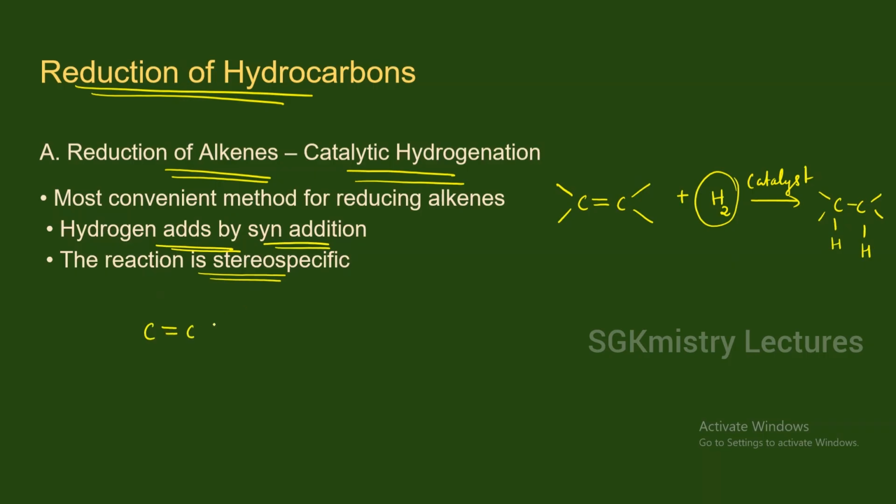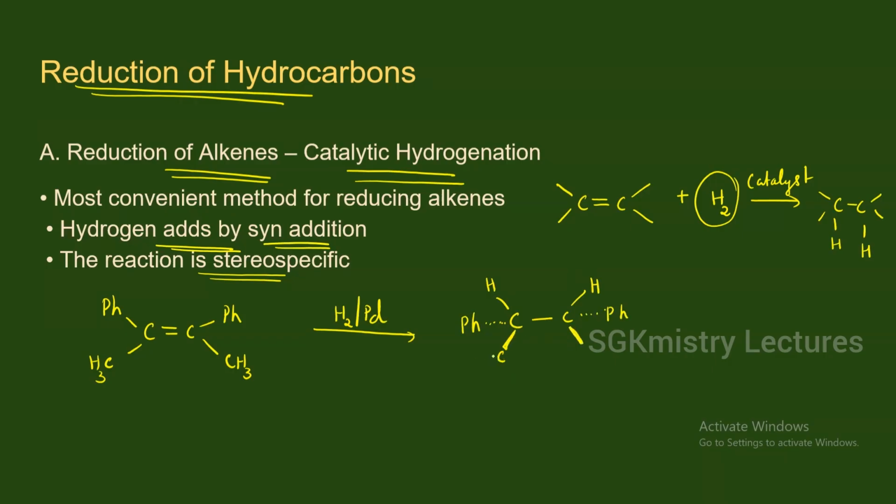So we have C double bond C. Let us take the examples. So Ph, here we have CH3, CH3, hydrogen in the presence of palladium. You can also take platinum, nickel. All of these are the catalysts that are used for hydrogenation. So we have C double bond C here. H is added, both the hydrogen atoms are added. So we have Ph, here Ph, and these two bonds, here CH3 and CH3.